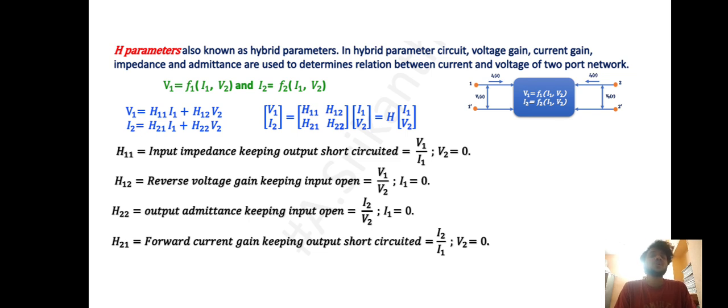H11 equals input impedance keeping output short circuited, V1 by I1. H12, reverse voltage gain keeping input open, V1 by V2, where I1 equals 0. H22, output admittance keeping input open, I2 by V2, where I1 equals 0. H21, forward current gain keeping output short circuited, I2 by I1, where V2 equals 0.